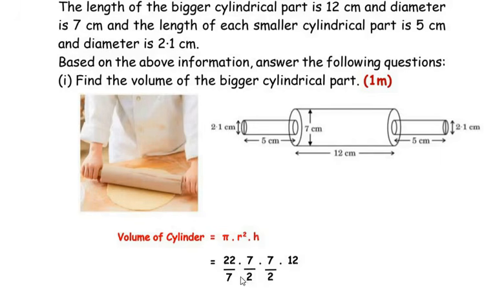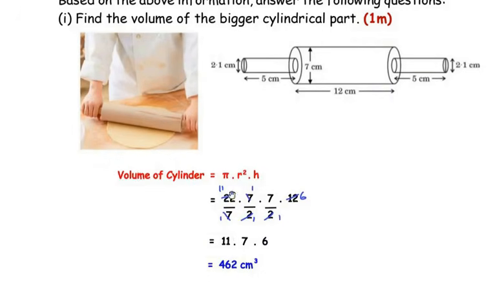Now let us simplify these fractions. Now 2 in the denominator divides 22 in the numerator. That is 2 1 times is 2 and 2 11 times is 22. Now 7 in the denominator divides itself in the numerator, that is 7 1 times is 7. And finally this 2 divides this 12, that is 2 1 times is 2 and 2 6 times is 12. So we get volume of the larger cylinder as 11 times 7 times 6, giving us the value as 462 cubic centimeter. So this is our answer. Now let us move on to the next sub-question.